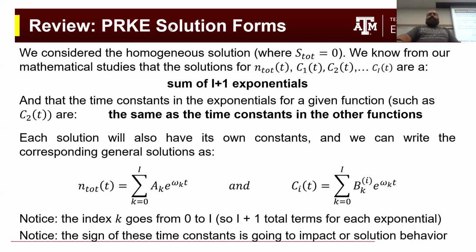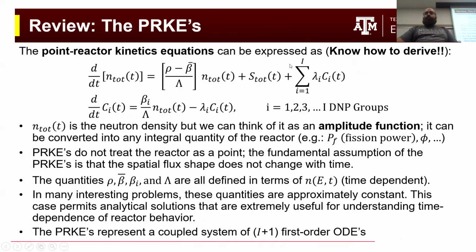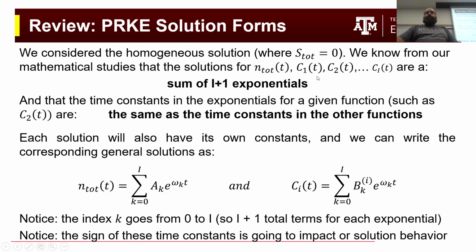Last time we talked about looking at the homogeneous solution to those systems, where we're assuming that the total source term is zero. Technically, the homogeneous solutions are a sum of I plus one exponentials. So for the neutron density, you have a sum where the index goes up to I plus one, because you start at zero, so zero is the first index, and then you have I more entries. So in total, you have I plus one terms in this sum.